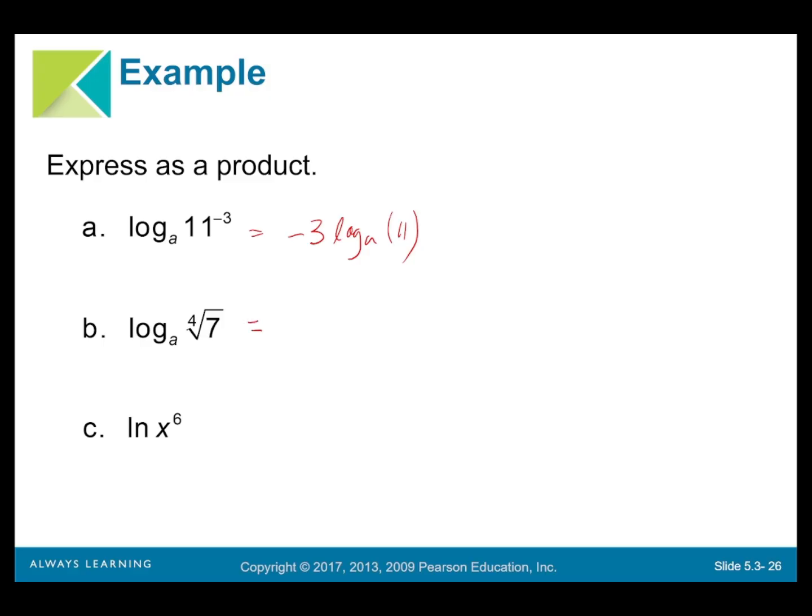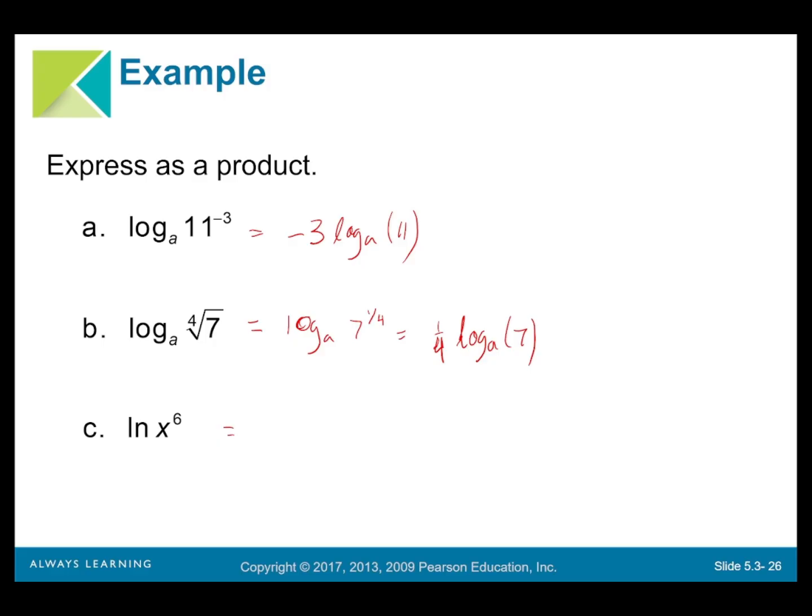Now, if I have log base a of the 4th root of 7, well, we'll rewrite it first as 7 to the 1 over 4, which now we can see clearly that the exponent can then drop to the front, and we have one fourth log a of 7.